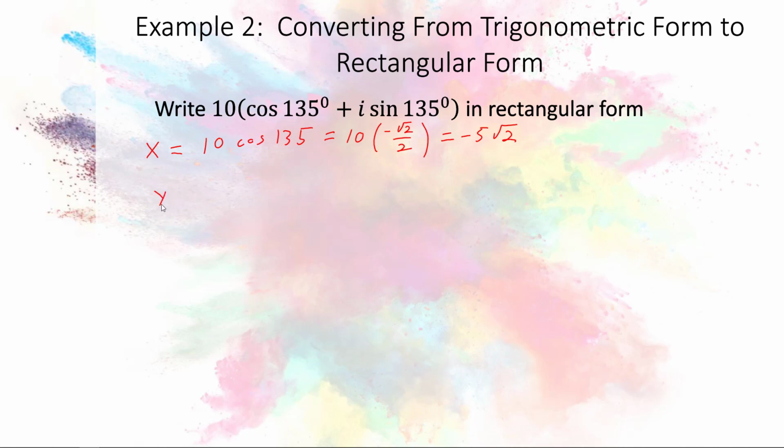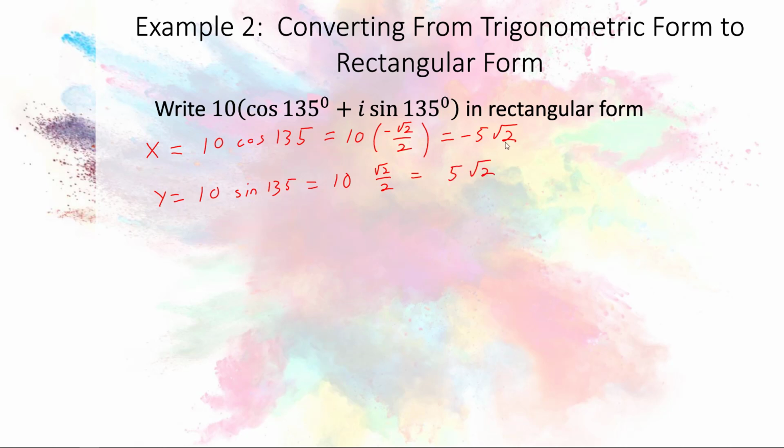Now y is going to be equal to, well, this will be the imaginary part, 10 times the sine of 135. That will be equal to 10 times, oh, I forgot the 5 there. Well, the sine of 135 is just like the sine of 45, but 135 is in the second quadrant. But it turns out that in the second quadrant, the sine is still positive, so this will be the square root of 2 over 2. And then that will be equal to 5 times the square root of 2.